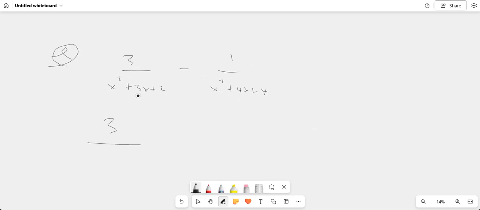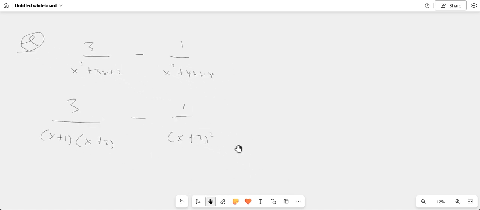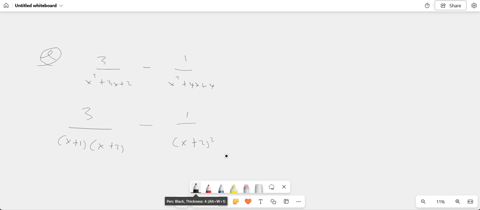So 3 over, use polynomial here, you'll get the solutions of minus 1 and minus 2, which means that the brackets are x plus 1, so always the opposite, and x plus 2. In the previous video, I talked about how you can find that in more detail. Alright, cool. Minus 1 over, and then use polynomial on that. You get x plus 2 squared. Cool. So now what do we do?